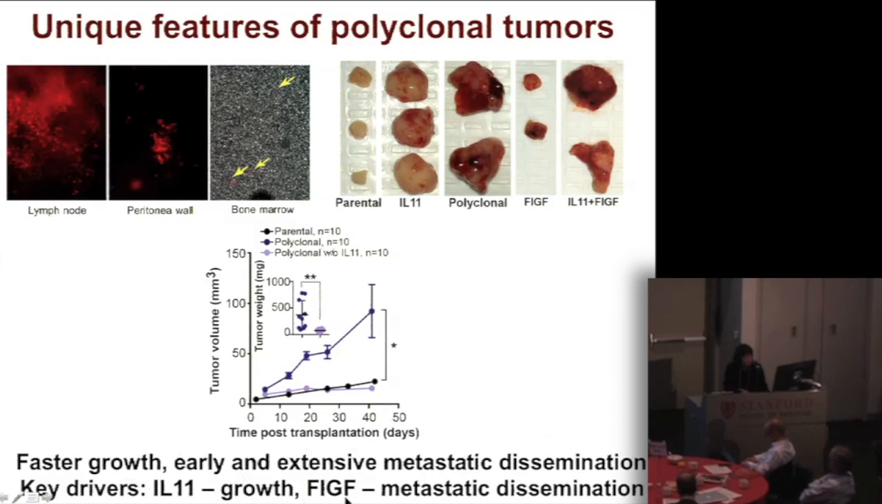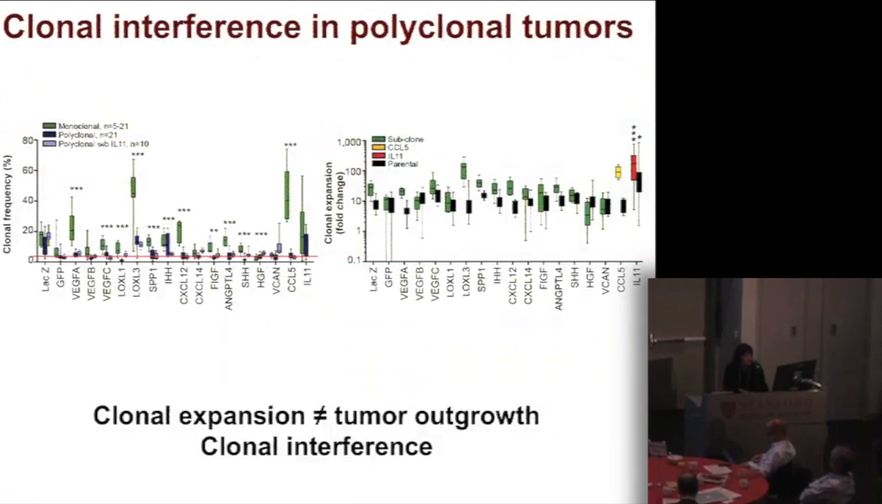And again, I already mentioned that FIGF seems to be driving the metastatic dissemination basically by, it looks like, just making the whole tumor leaky. So basically all of the cancer cells can get out.